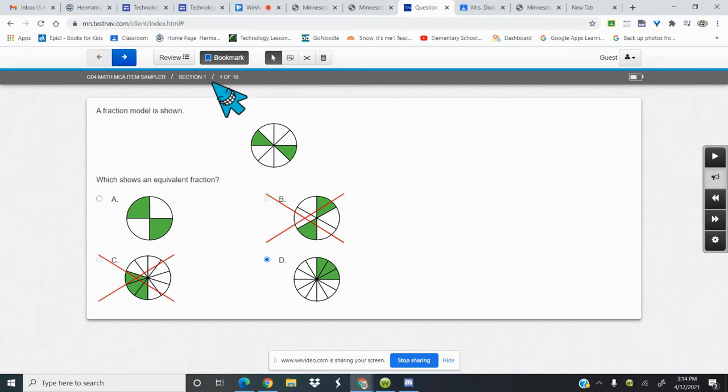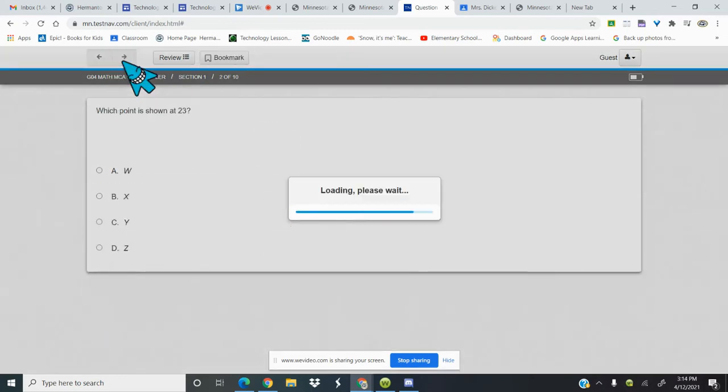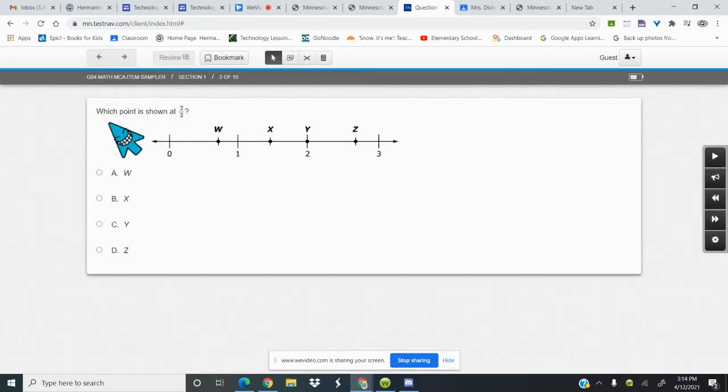All right, so the next question, I'm just going to press that blue arrow. I'll go a little faster now. Which point is shown at 2/3? So you have points on the graph, W, X, Y, and Z. I believe it's W, because X is 1.5, 1 1/2, I should say. Y is 2, and then Z is about 2 and 2/3. So I would say 2/3 is going to be W, before the number 1.